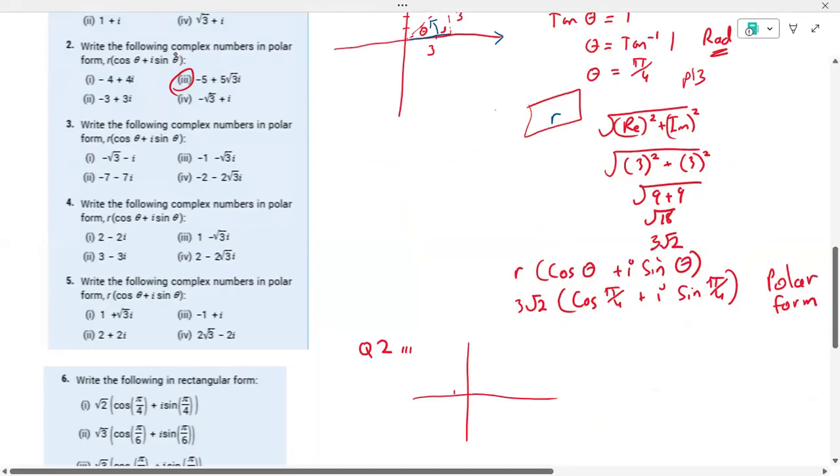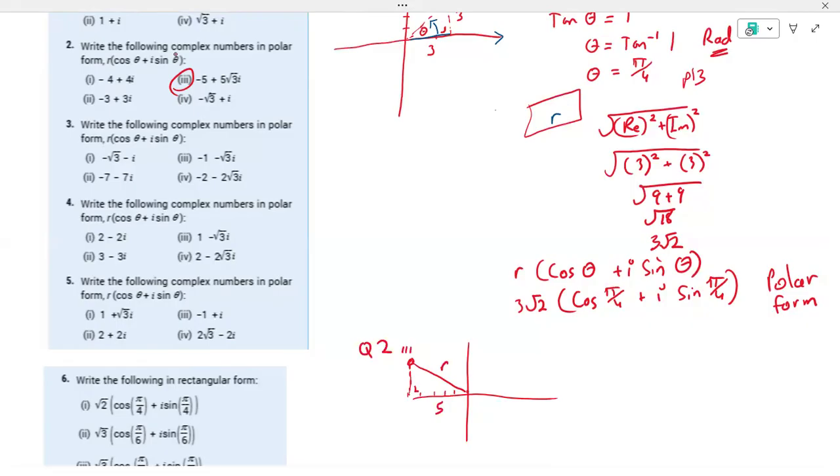So -5 is roughly here. 5 root 3, I don't exactly know what that is, but I know that it's up here somewhere. So basically, I end up with that kind of a complex number. This is the modulus, the distance from the origin. If I turn this into a right angle triangle, I know that the distance is 5. Now, the complex number is -5, but you can just use the positive version of that, because distance can't be negative anyway. And your theta is in here.